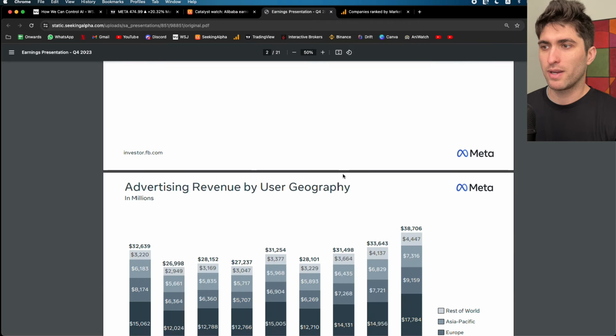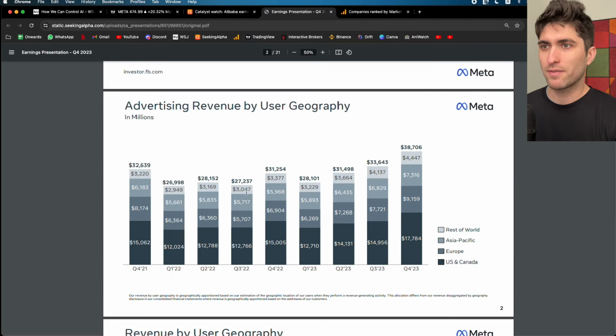So we come to their deck right here. We can see the advertising revenue by geography, Q4 versus Q4 last year and the year before, 38 billion, right? Same thing we saw on the Amazon. Check out the Amazon video from yesterday. Now advertising, like I said, 3.5 billion users. They have the biggest reach as far as I can think of. And this is gonna be a huge sector, right?